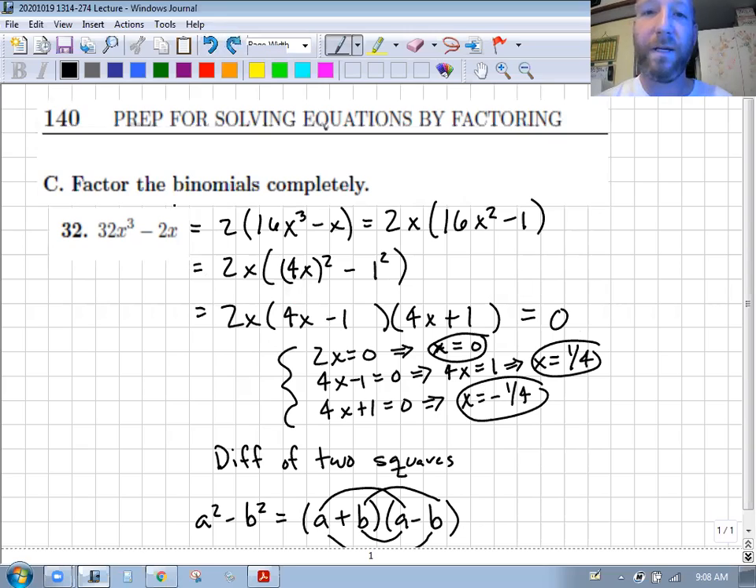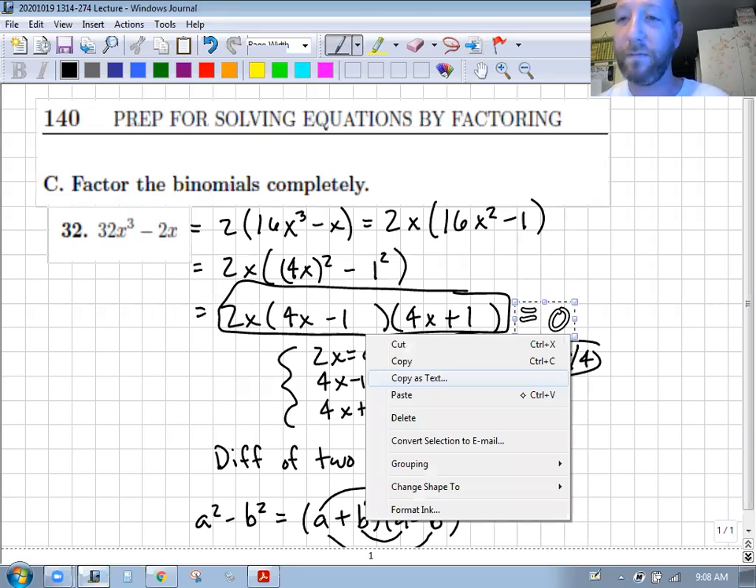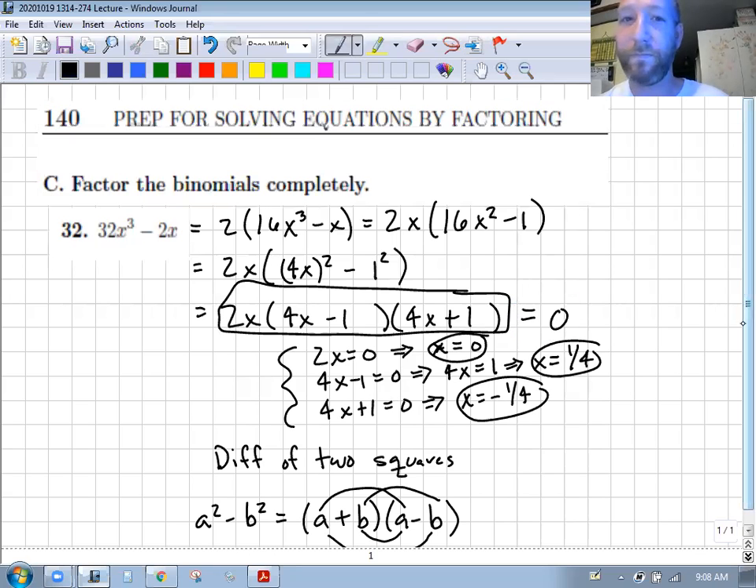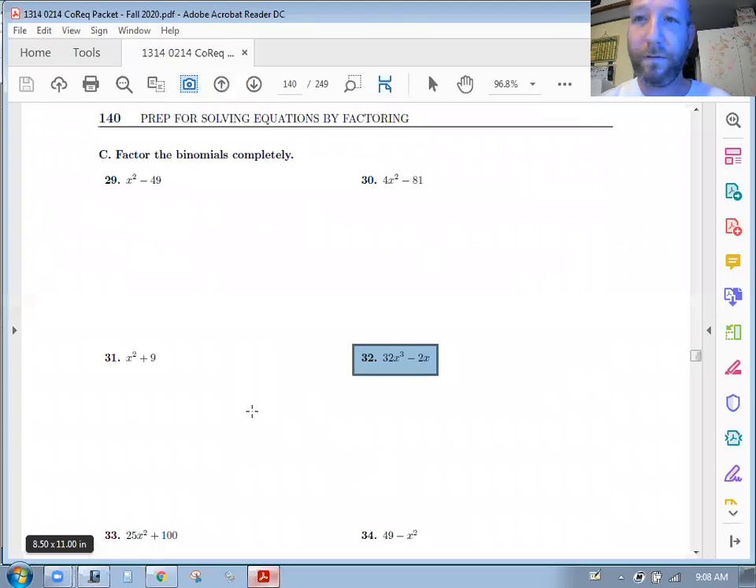All right. Again, we didn't have to do that. All they asked us to do was factor this to prepare it for solving. So this would be the factorization to prepare it for solving if it were an equation. All right. So let's look at the next one here.